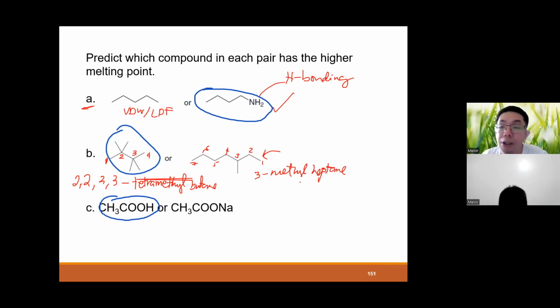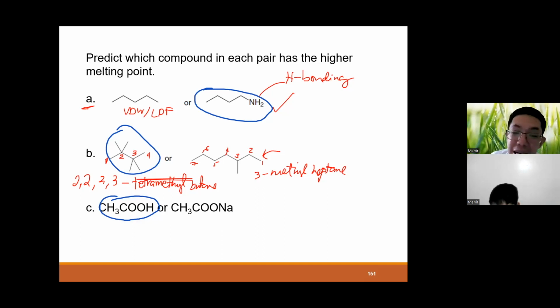Why, in letter B, does your left compound have the higher melting point? Why? Why did you answer in letter B that the left compound has a higher melting point than the right compound? Doesn't symmetry outweigh that?